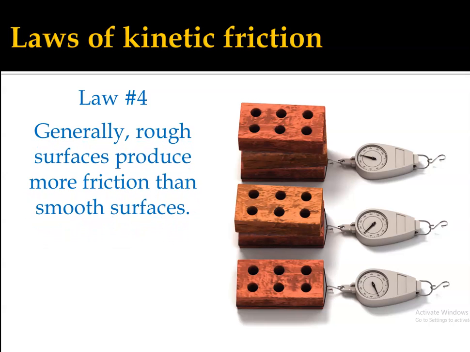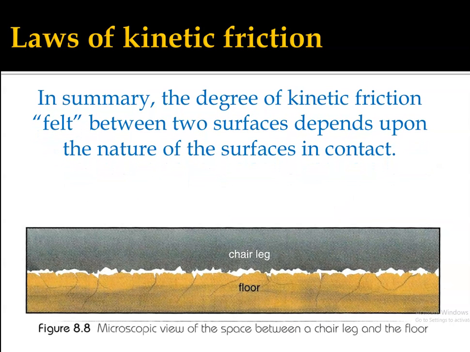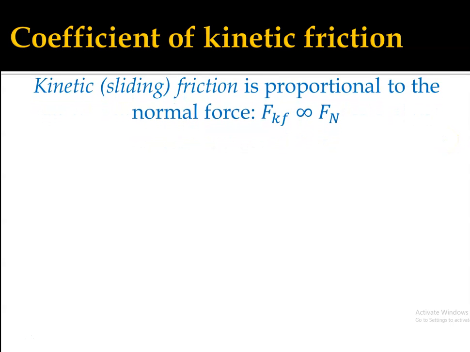Here's law 4. Generally, rough surfaces produce more friction than smooth surfaces do. So, in summary, the degree of kinetic friction felt between two surfaces depends upon the nature of the surfaces in contact. Now let's look at this idea of the coefficient of kinetic friction.